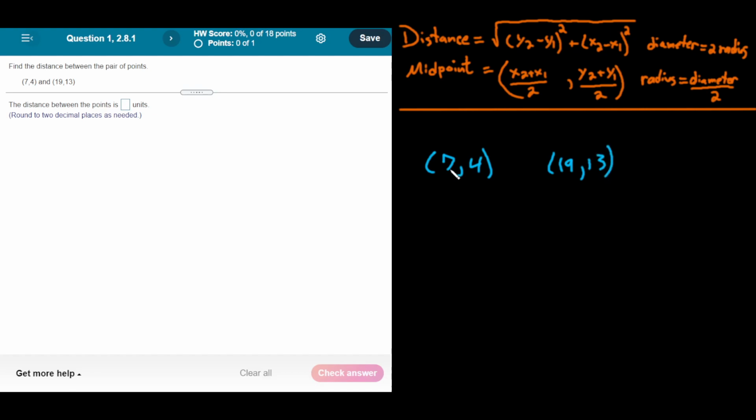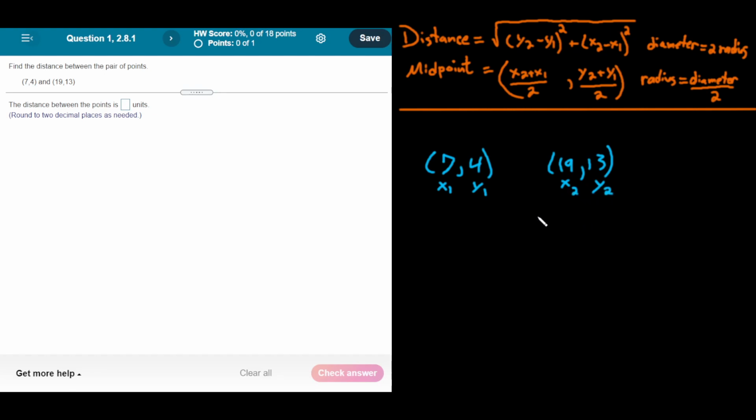So the first thing you should do is label them. So this is x and y, and so are these, right? This right here is your first point. So this is the x1 and the y1 of that first point. And this is your second point, the 19, 13. This is x2 and this is y2.